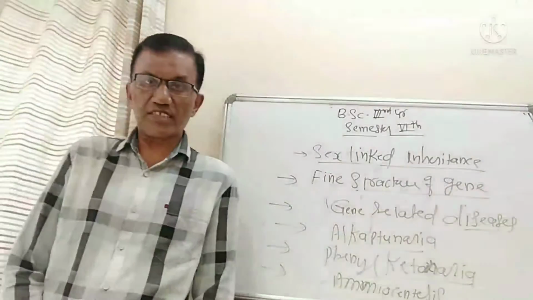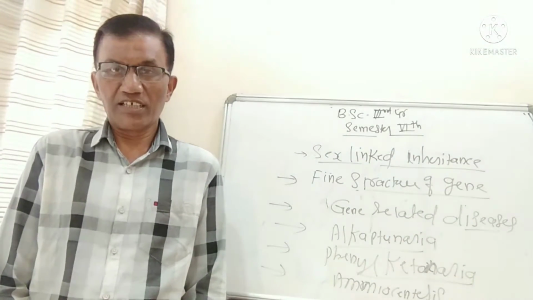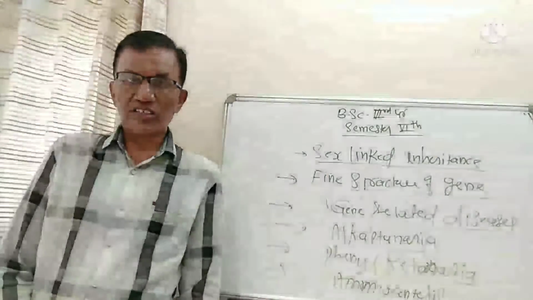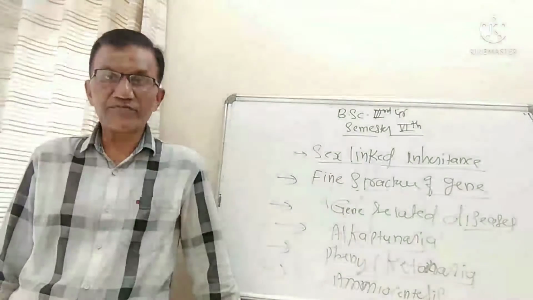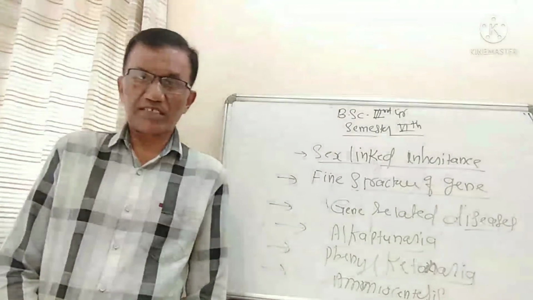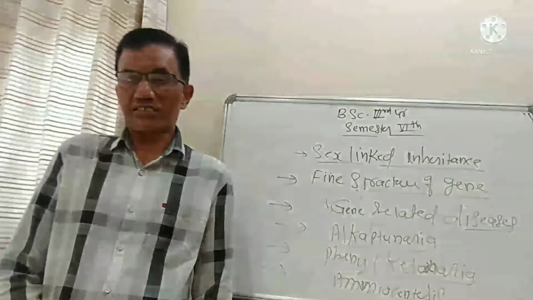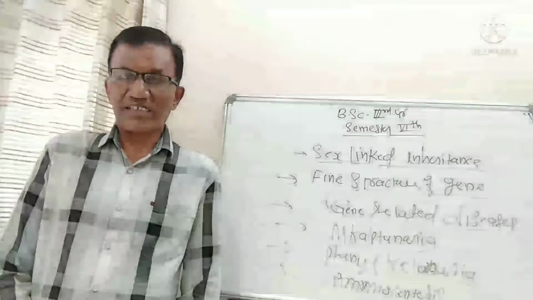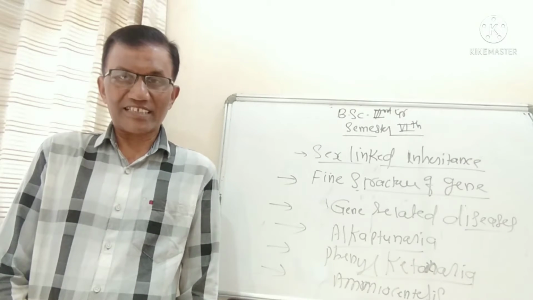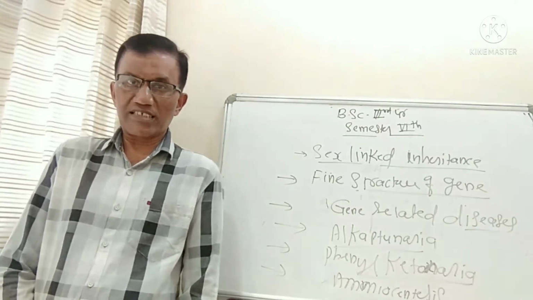In the last class we saw sex determination, the chapter on sex determination and sex linked inheritance. What are the different aspects mentioned in this chapter? That is sex determination in man, sex determination in Drosophila, sex determination in insects and birds, all these things.